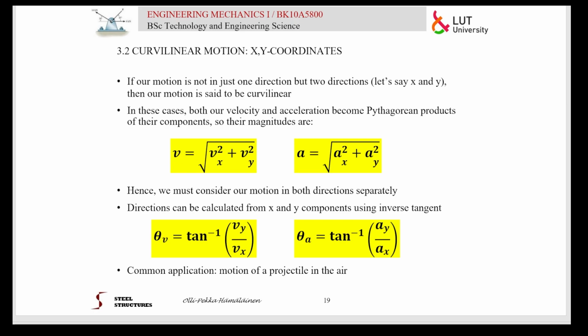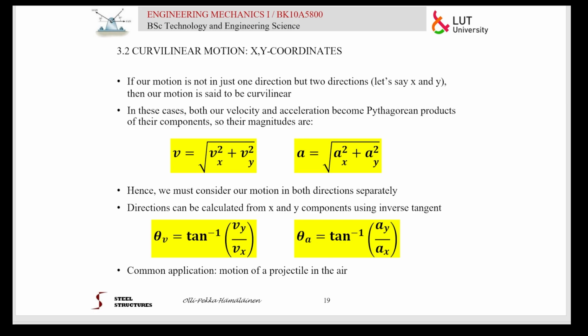Now, the infamous curvilinear motion in x and y coordinates. This case is when our particle is forced to be represented on an x and y coordinate system, so we have to use components. That's why it's important that we saw how forces are decomposed, because forces are vectors, velocities are vectors. Then we could use the same principles applied to forces to be used also with velocities and accelerations, which are vectors also.